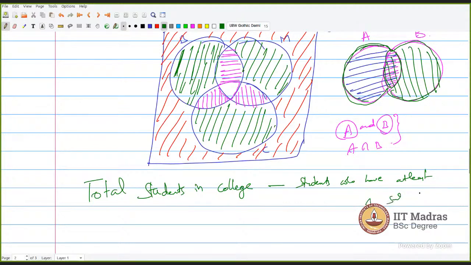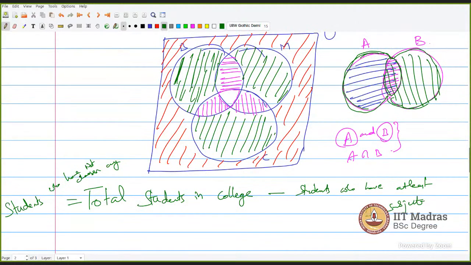Right. So this will be the students who have... So can we just calculate for students who have at least 1 subject? How do you calculate? See, at least 1 subject is nothing but students who have chosen exactly 1 subject, or students who have chosen exactly 2 subjects, or students who have chosen exactly 3 subjects. So if you include all these 3 cases, we can collectively say it as at least 1 subject.